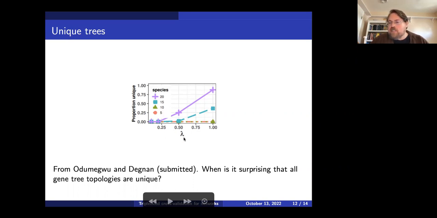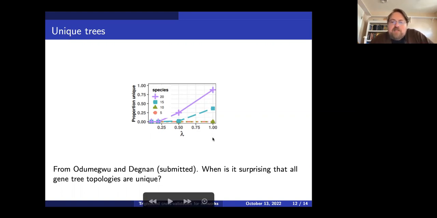Lambda here was the speciation parameter for a Yule model. And basically, the larger lambda is, the more rapid speciation is. So that means the shorter the branch lengths are, and that means in the coalescent sense, the more incomplete lineage sorting there is. So the more variability there is in the gene trees, and so you expect a higher number of unique gene trees.